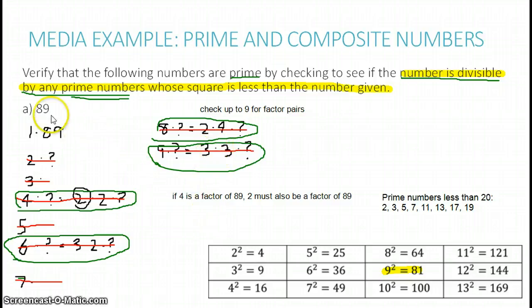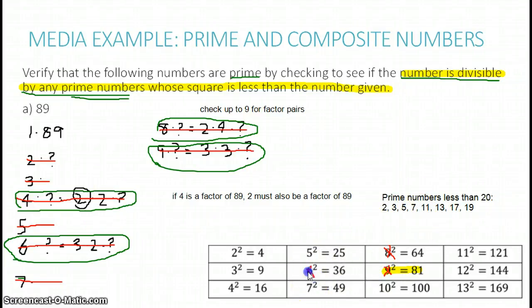So with the factor pair, since this was 89, we had to check up to 9 because 89 falls between 81 and 100 and we round down. Since we're checking to see if it's prime or composite, we don't need to find all the factor pairs, we just want to see if it's a factor. So we didn't need to check any non-prime numbers less than 9. So 8 is not a prime number. 7 is, we didn't have to check 9, sorry, 9 is not prime. 7 is prime, so we had to check it.